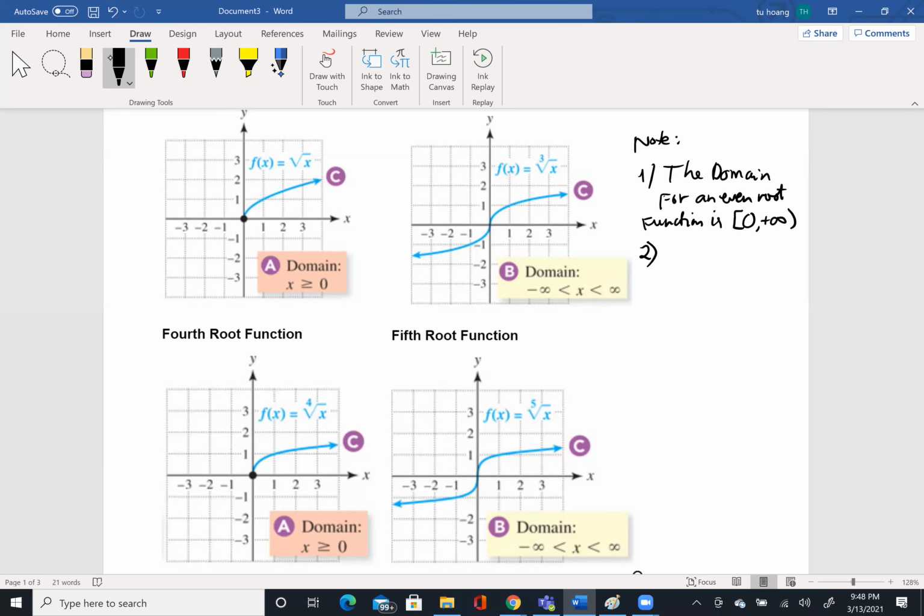Second one, let's say the domain for an odd root function is from negative infinity to positive infinity.